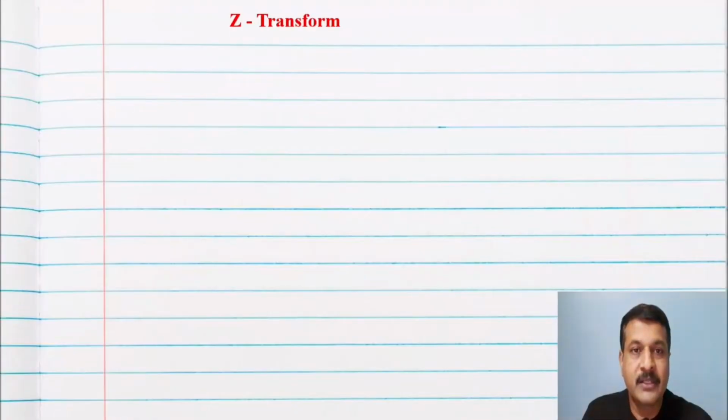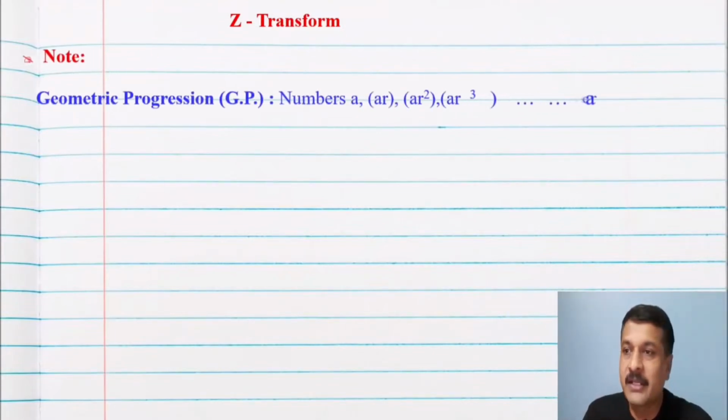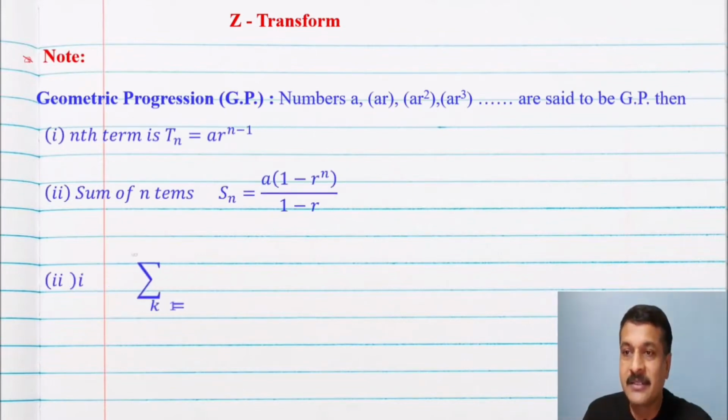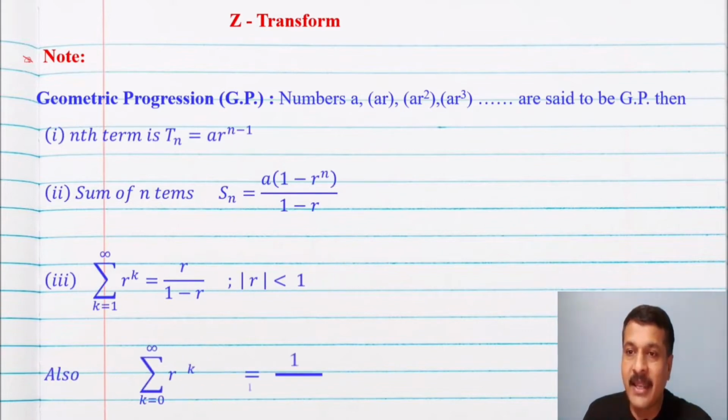Welcome, students, with a new topic, Z transform. If you want to do the Z transform, you must remember the basic things. First is the geometric progression, that is the GP. The numbers A, AR square, AR cube are said to be GP. GP means what? Geometric progression.